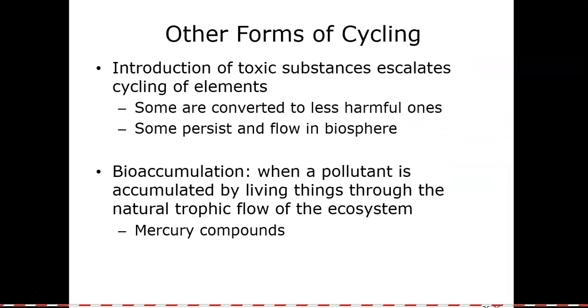Other types of cycling that occur in ecosystems include toxic substances, which can be converted to less harmful ones, but they do persist and continuously cycle around in the biosphere. We often talk about a phenomenon called bioaccumulation, where a pollutant accumulates in living things as it flows through the ecosystem. One example that we often talk about is mercury.